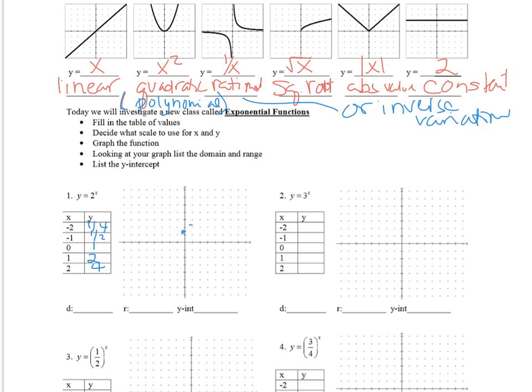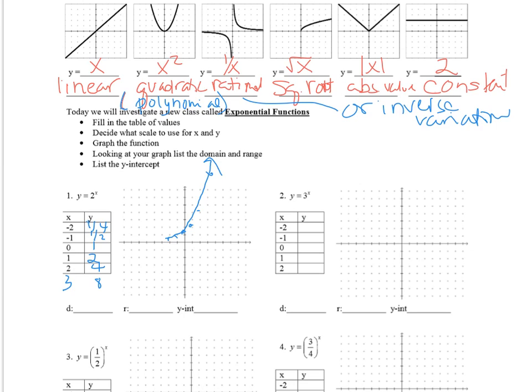So if we scale this by ones, we have 0 going through at 1 right here, and then 1, 2, 3, 4, and then over here, negative 1 is at 1/2, and negative 2 is at 1/4. So what do you think is going to happen if we kept going? Well, if we put in numbers down here, 2 to the third is 8. It's getting bigger, and you can see that it's getting bigger much more quickly than a parabola would get bigger. It's going to keep going up, up, up. It's never going to go negative or come back down again.